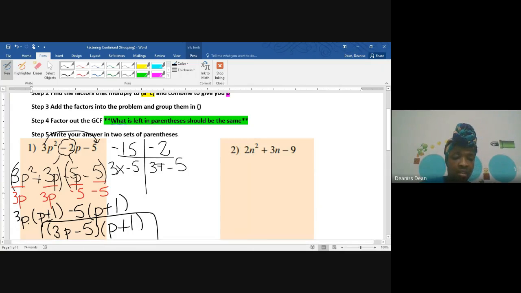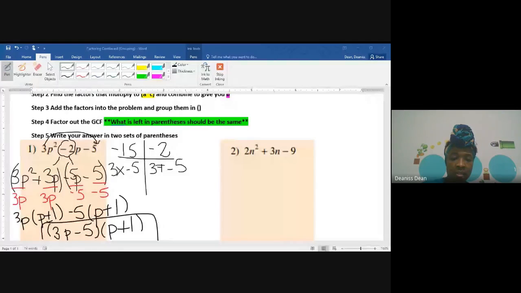So I took the GCFs and put them in one set of parentheses, and I just took one of the duplicates and put it down in parentheses because it's really only there one time. Okay. Any questions on that one? Any questions there?